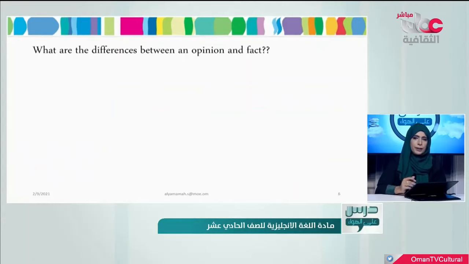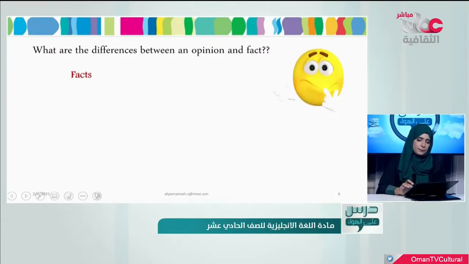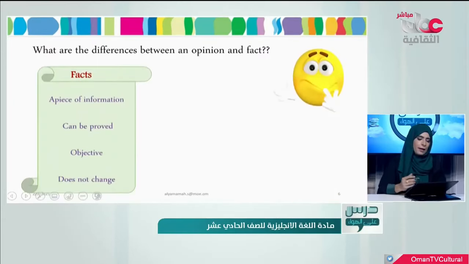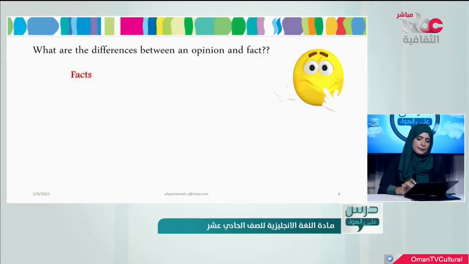Okay, now we got the meaning of this writing or assignment. What are the differences between an opinion and fact? As I said before, the informative text includes factual information, things which are not an opinion at all. How can we differentiate between opinion and fact? We will see here some different sentences, or we will have a highlight on the differences between opinion and facts.